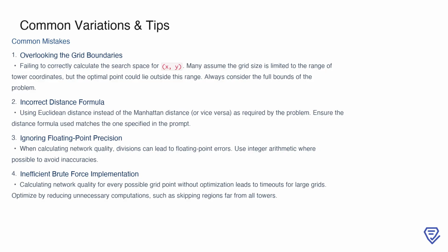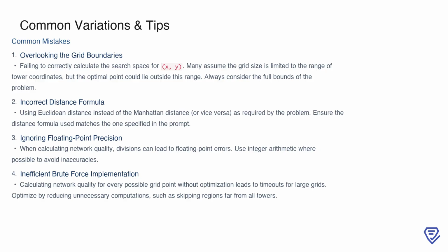When working on this problem, there are a few common mistakes that can trip up even experienced coders. First, it's important not to overlook the grid boundaries. Many assume the search space is limited to the coordinates of the towers provided, but the optimal point could actually lie outside this range. Always ensure you're considering the full bounds of the problem.